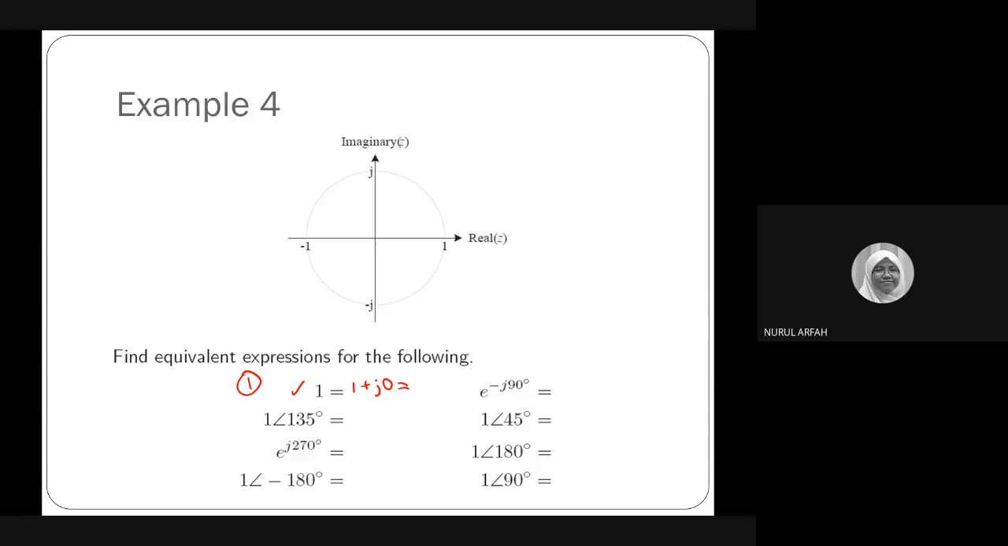And then how to put it in the polar form first. Polar form. Can you convert the 1 here into polar form? Can you guess? What is the theta? Okay, like this.